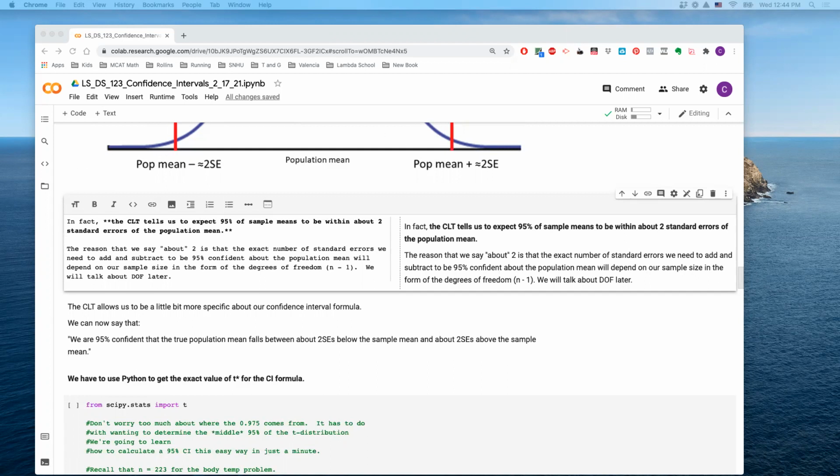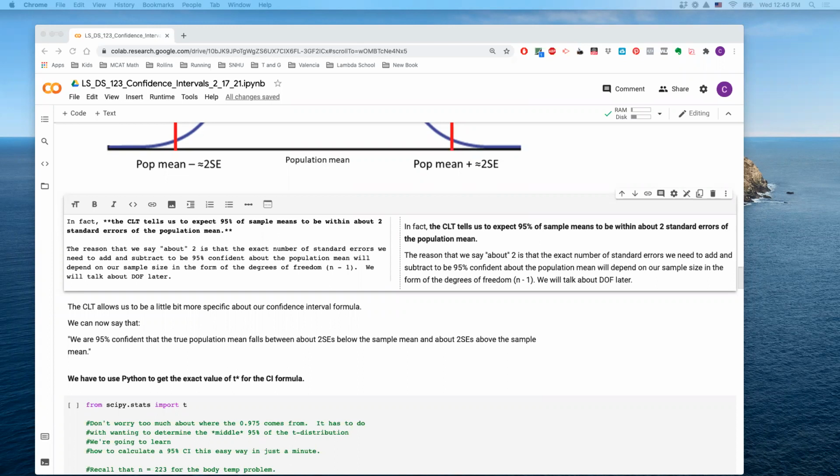The standard error is analogous to the standard deviation. It's just that in this case, we're talking about it in reference to the mean. Yes. All right. That's exactly right.